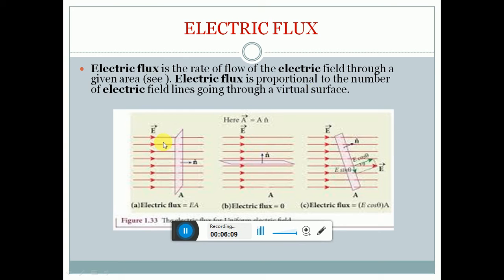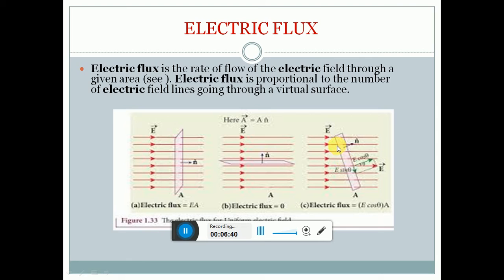If you see the diagram here, the field lines are flowing, but we are considering these field lines which are flowing through a particular area. So the lines which are passing through a particular area are called electric flux. If the area is placed like this, so that the normal is pointing vertically up, no field line is passing through this area, so electric flux will be zero. In the previous case, maximum field lines are flowing through a particular area, so electric flux is maximum.